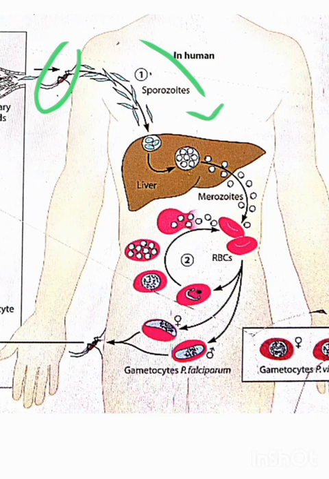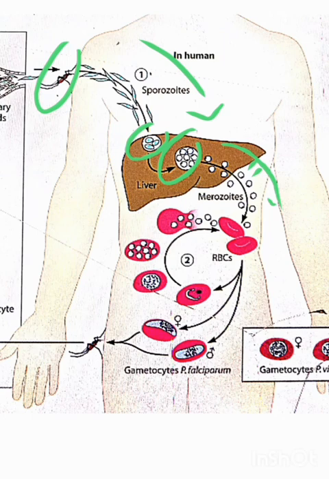This stage is also called pre-erythrocytic because it happens before the parasite enters the red blood cell. So you can see it's entering the liver and then this is the zygote and these circle ones are the merozoites. So you can see it's written also merozoites. So it's happening before it enters the red blood cell, so it is called the pre-erythrocytic stage.